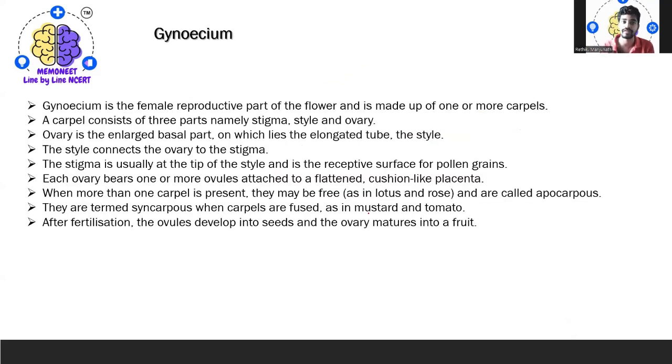Then we have a gynoecium, which is the female reproductive part of the flower and is made up of one or more carpels. The carpel consists of three parts, namely stigma, style, and ovary. The ovary is the enlarged basal part, which leads to an elongated tube, the style. The style connects the ovary to the stigma. The stigma is usually present at the tip of the region, where it acts as a receptive surface for the pollen grains. Pollen grains come, and that is the place where it normally receives the pollen grain.